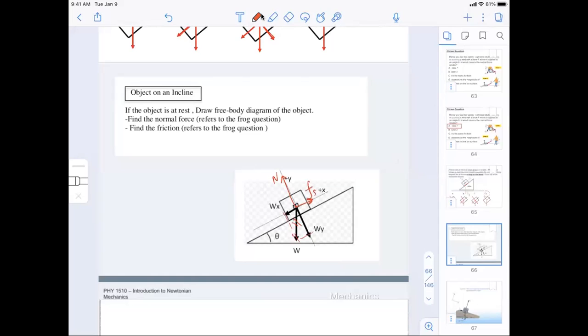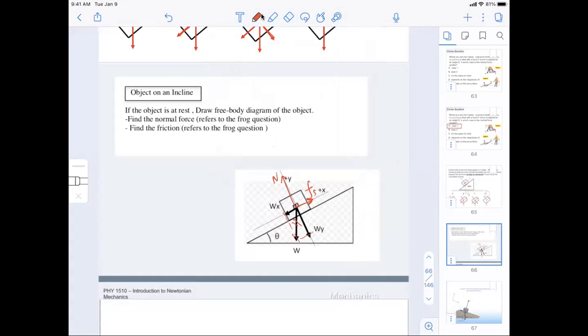Now we break it down in these two directions because it is easier to calculate. We put our X and Y coordinates, instead of what we normally would do, this way, right? We rotate it so that X is parallel to the surface. This is allowed for simpler calculation. So the question is, let's find the normal force and let's find the friction. Right, so this is what we have already done.